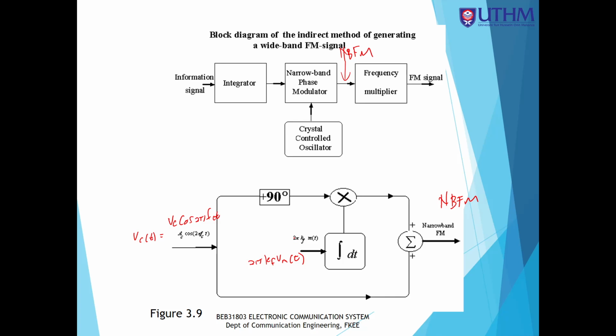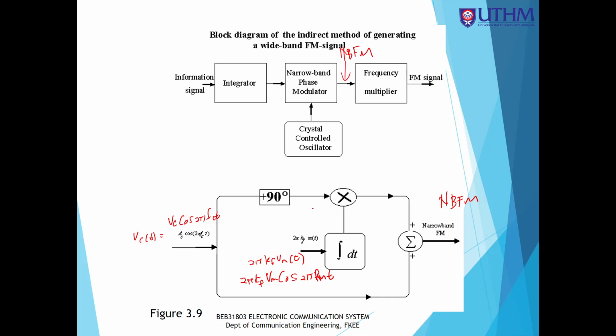So signal ini masuk ke dalam integrator. Okay, it will do the integral of VMT. Okay, so VMT dalam kes ini kita boleh guna cosine juga. So di sini adalah 2 pi KF VM cos. Okay, katalah saya gunakan cos sebab saya nak samakan dengan carrier. Cos 2 pi FMT. Okay, masuk ke dalam integrator. So it will do the integration of cos, you will get positive sign.